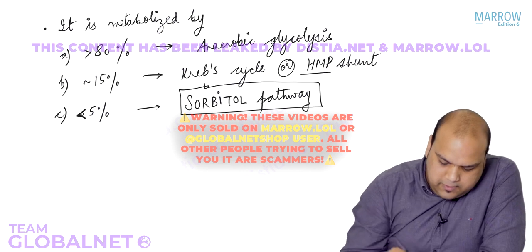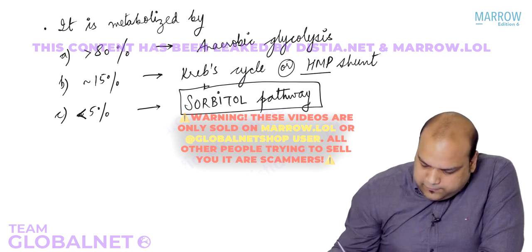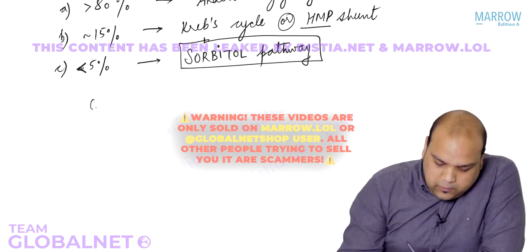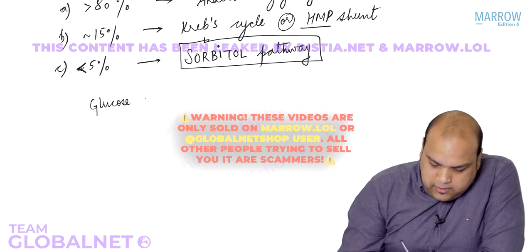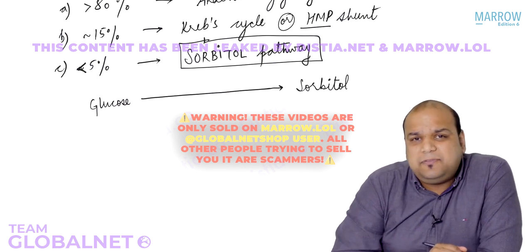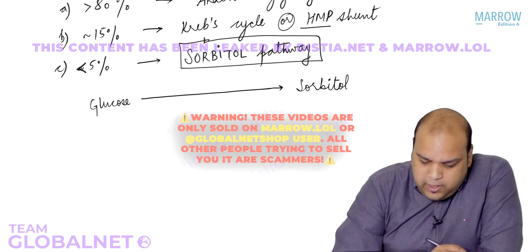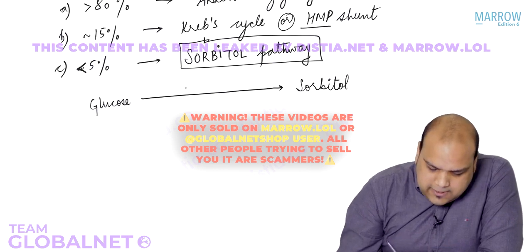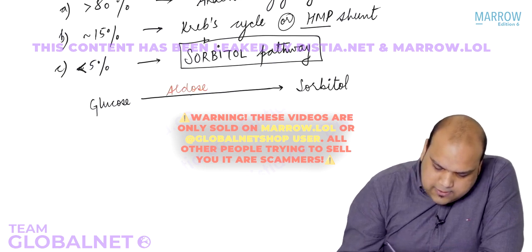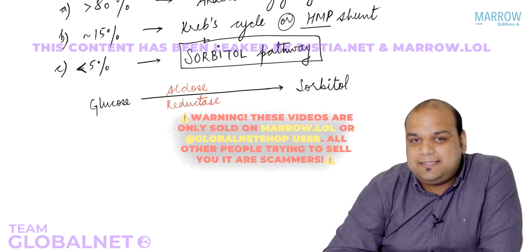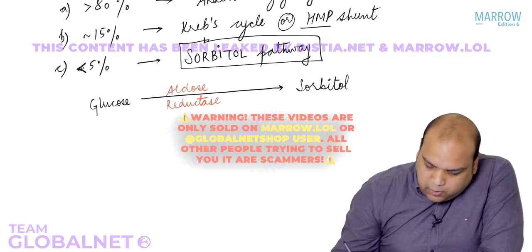Now, what occurs in the sorbitol pathway and why is it of interest to us? Let's try to understand. In the sorbitol pathway, glucose directly gets converted into sorbitol, another sugar, via an enzyme. That is the first biochemistry question asked to you. Which enzyme is responsible for the sorbitol pathway of metabolism? The answer is, everybody, aldose reductase enzyme.